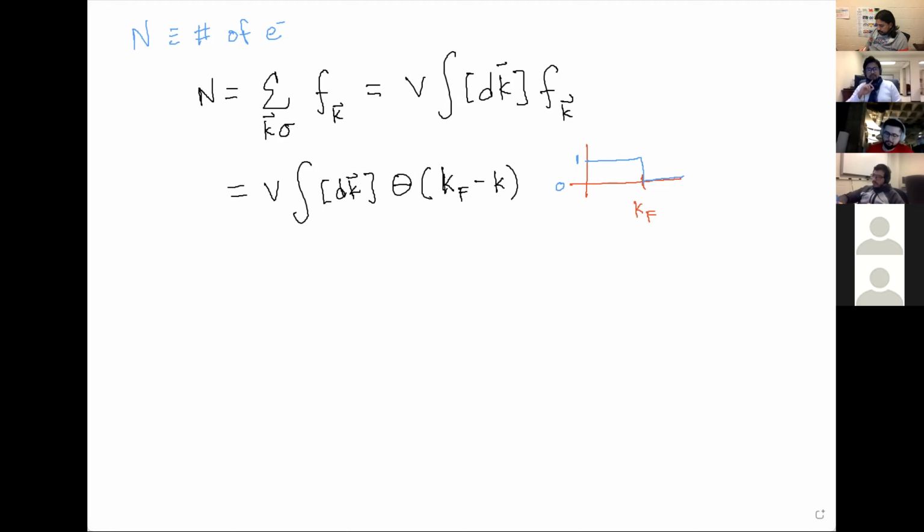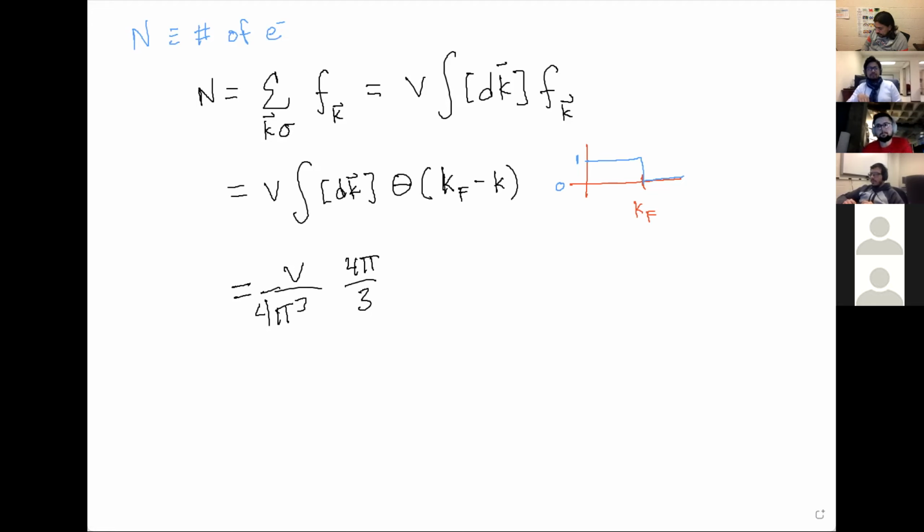So if you do this integral, by counting this you're just getting the volume of a sphere. And then you use equation 2, the one that I had labeled before, and do the integral. Then you would get volume times 4 pi k cubed over 3. The 4 pi is coming out from the 0 to 2 pi d phi integral and the 0 to pi sine theta d theta integral.